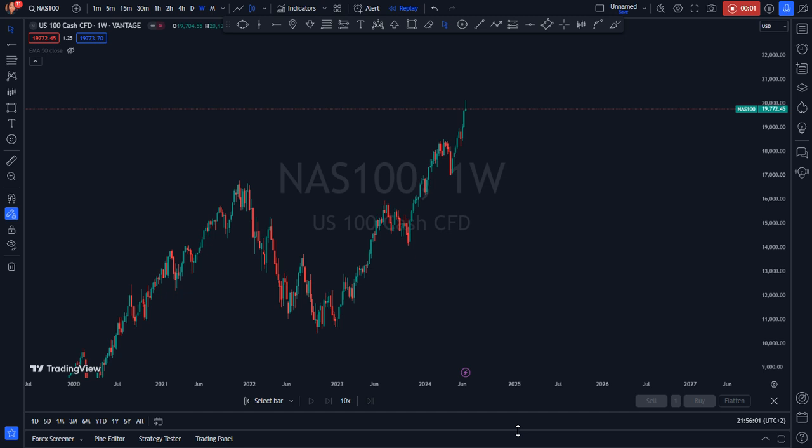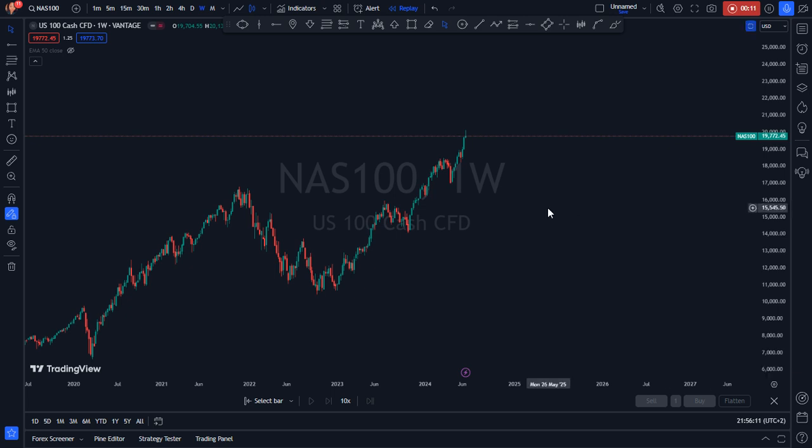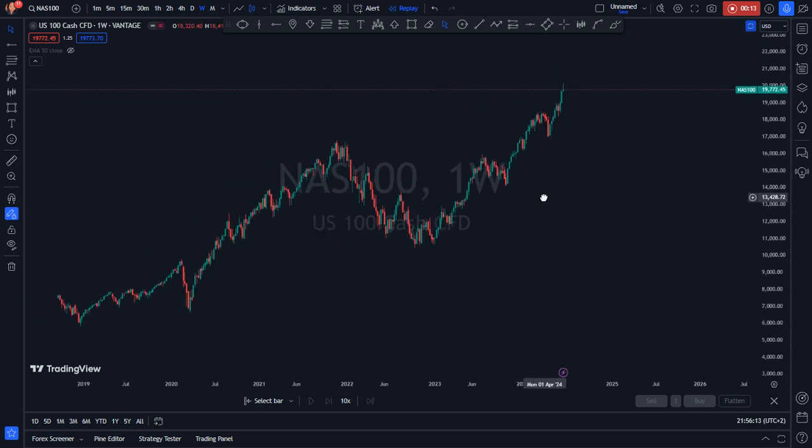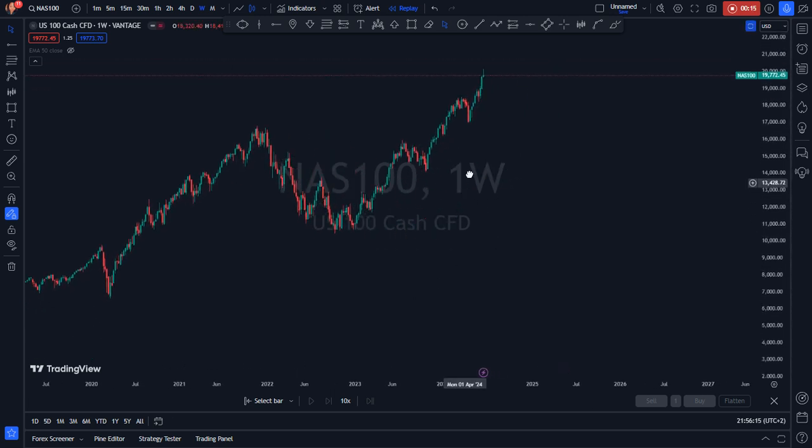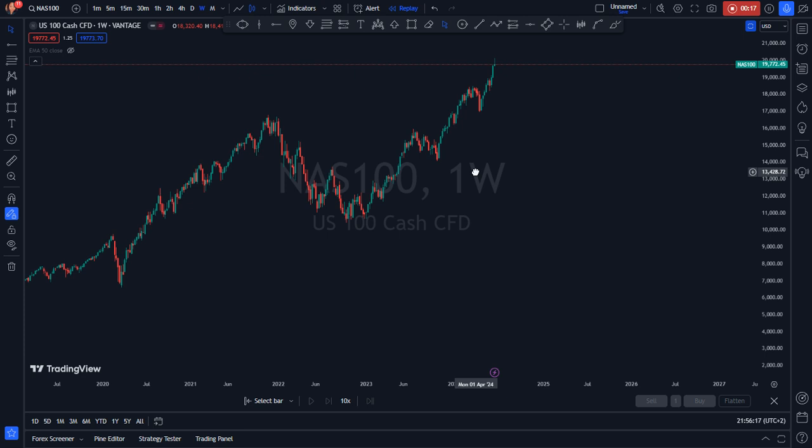So guys, we'll be analyzing NAS100, the Nasdaq. The analysis of Nas100 starts from the weekly time frame. We're going to be looking at the market structure, guys.